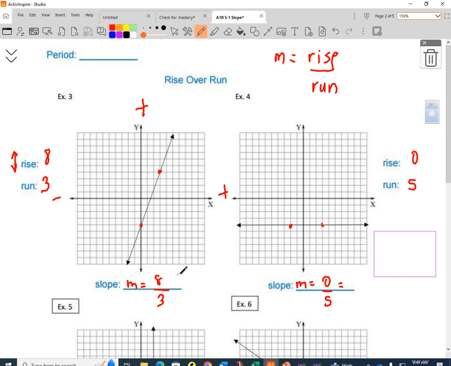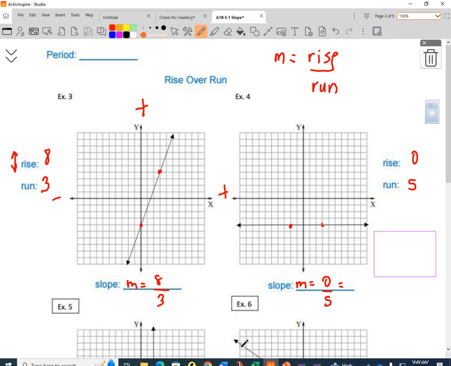Slope always has to be a fraction or a whole number, not a mixed number, my bad. An improper fraction, a regular fraction, but not a decimal, not a mixed number. Does that make sense? Okay. It can be a whole number. All right, what is 0 divided by 5?